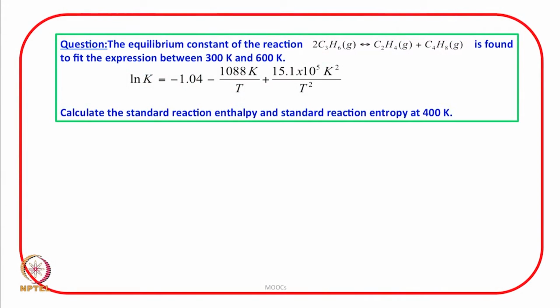Let us take another question now. The question is, the equilibrium constant of the reaction 2C3H6 gas forming C2H4 gas plus C4H8 gas is found to fit the expression between 300 K and 600 K. Log K is equal to minus 1.04 minus 1088 by T in Kelvin plus 15.1 into 10 to the power 5 by T square in Kelvin square. Calculate the standard reaction enthalpy and standard reaction entropy.